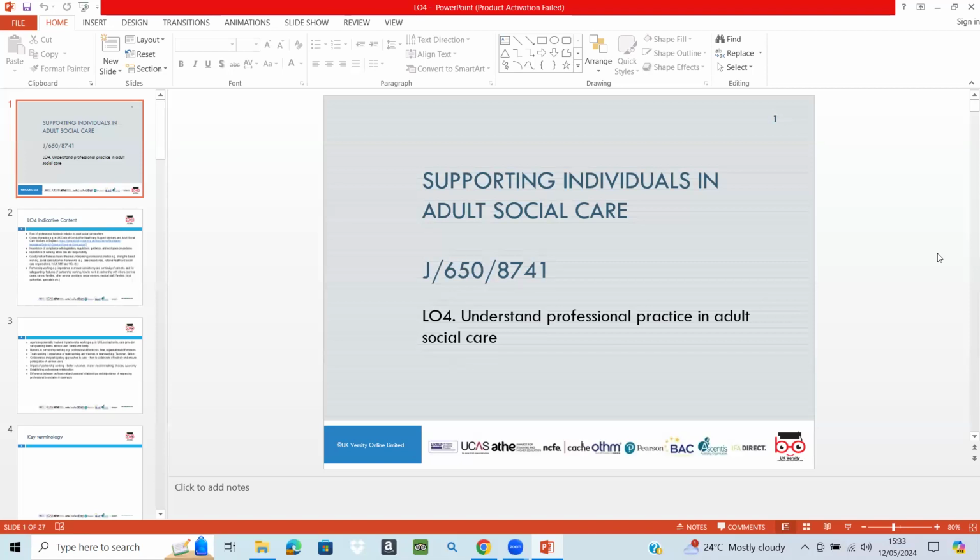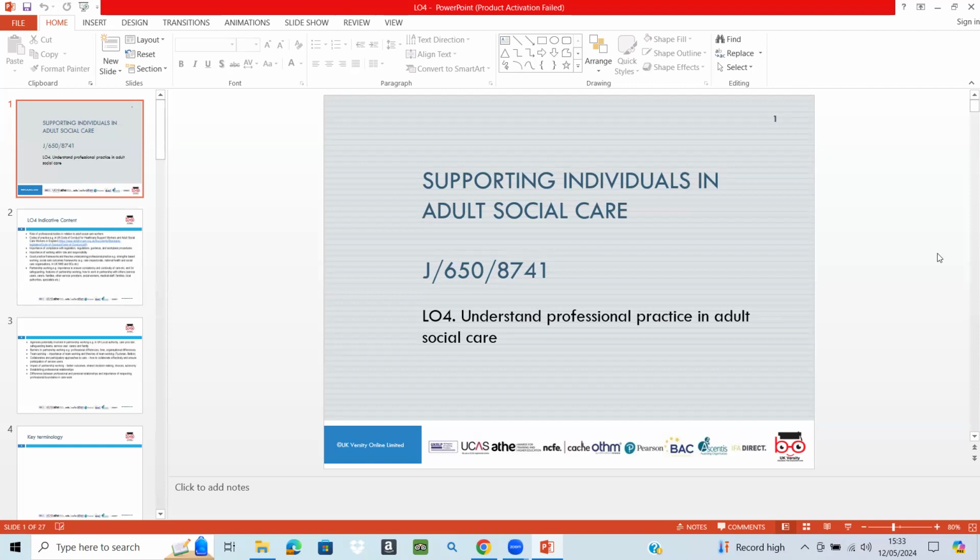Then we have effective communication. In effective communication, it is essential to maintain clear, open, and empathic communication with individuals, their families, and relevant stakeholders. Keeping everyone well-informed and involved in decision-making processes promotes transparency and collaborative care delivery.